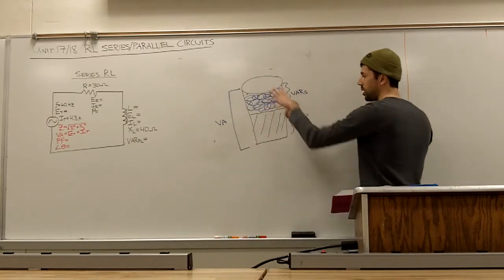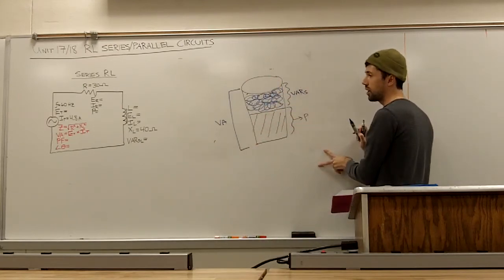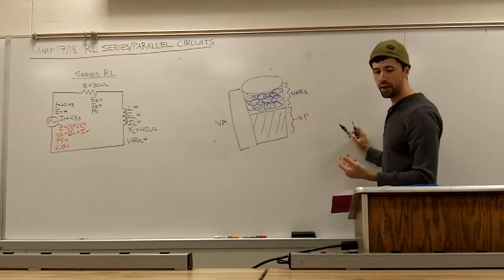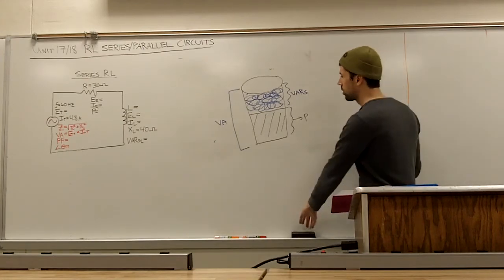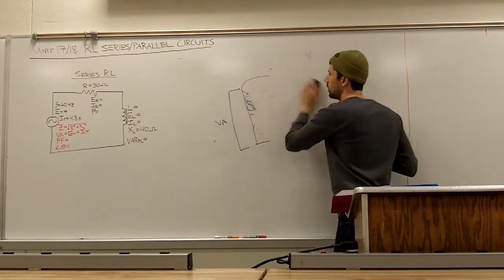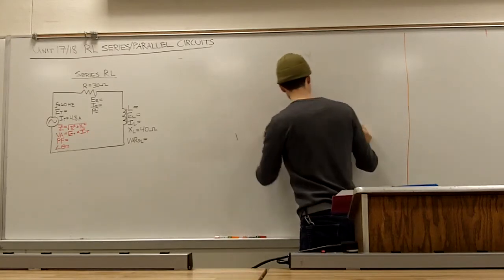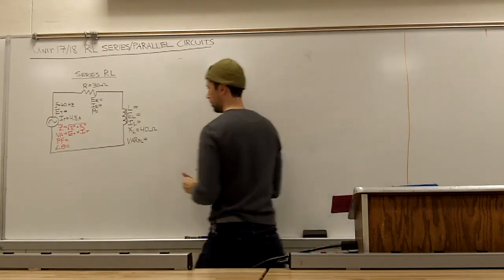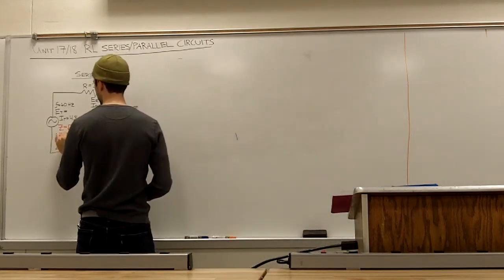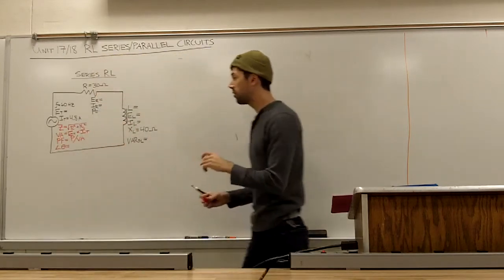You pay for the entire thing, but there's only a certain amount you can actually use. And power factor basically tells us the percentage of the power in a circuit we can actually use or convert to some other form. So our power factor is the ratio of our true power to our apparent power, or P divided by VA.